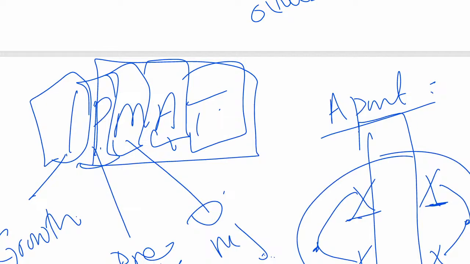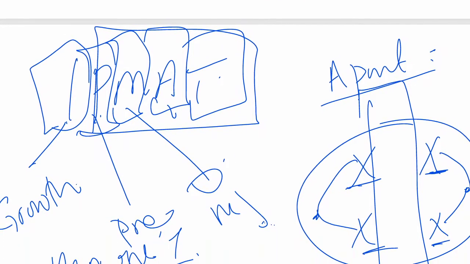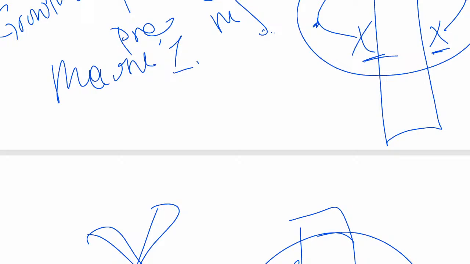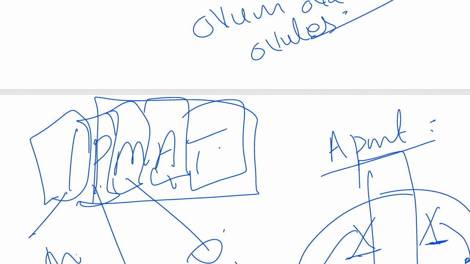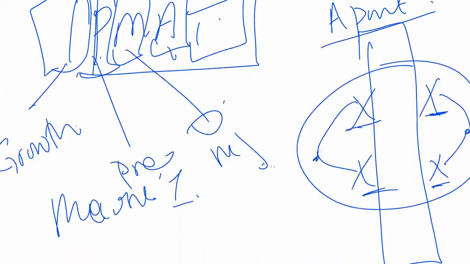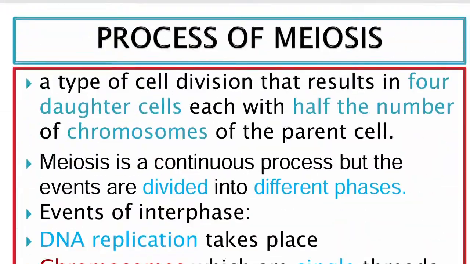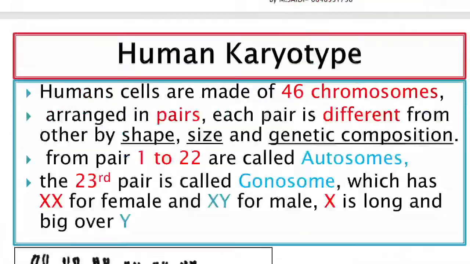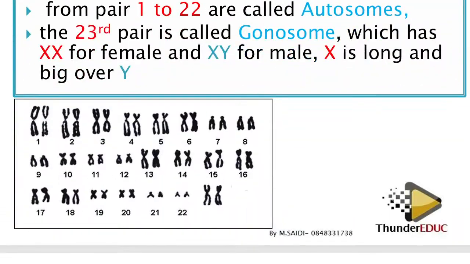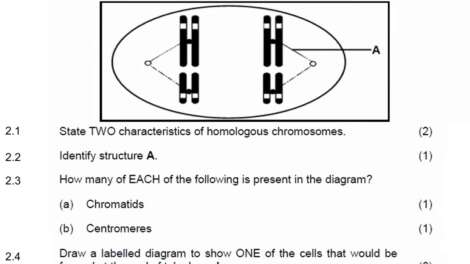Then another thing where you have issues is when we come to the karyotype. When we ask you questions about karyotypes, you end up losing it. You don't know which one is a male, which one is a female, how many chromosomes. We're going to reach there and also see. So let's do some few questions about meiosis, and then we can also link it.